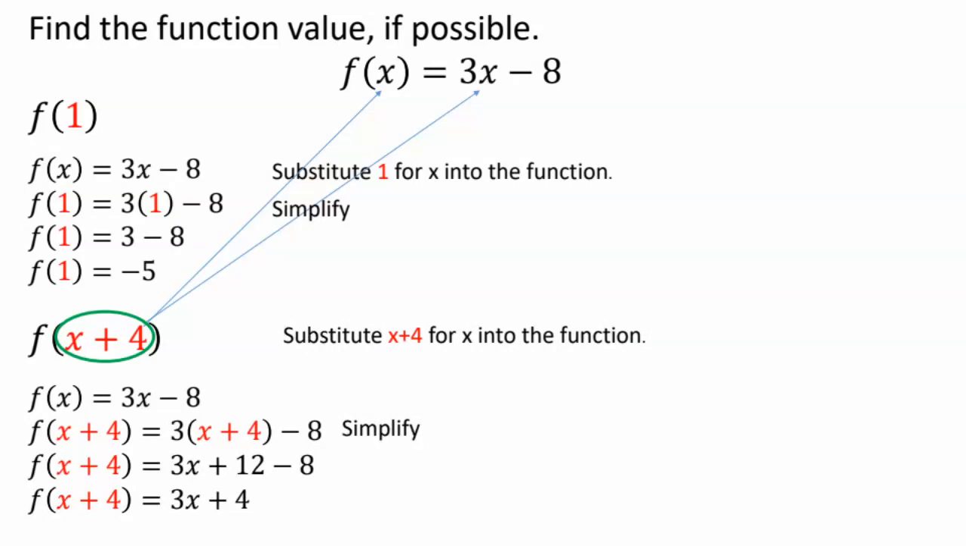And the 12 and the minus 8 are like terms. So 12 minus 8 will give us 4. So this is my solution after we evaluated at x plus 4. It'll be 3x plus 4.